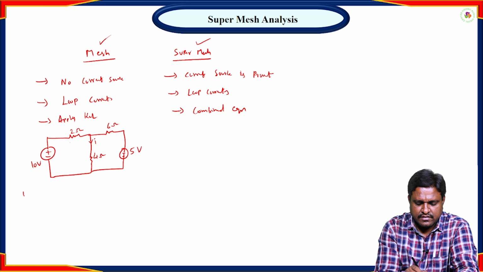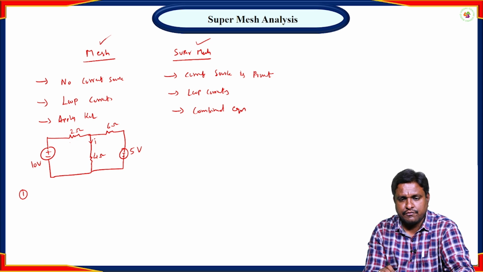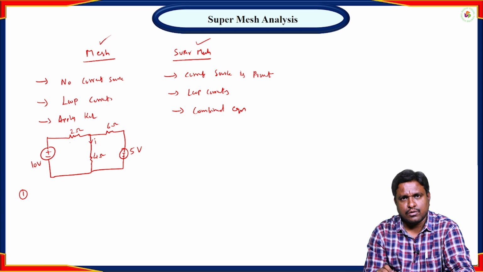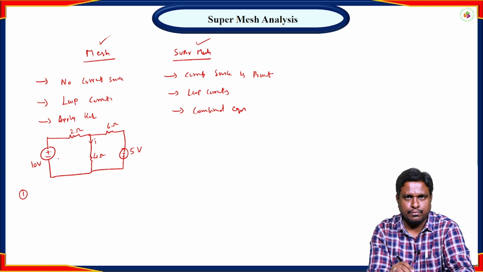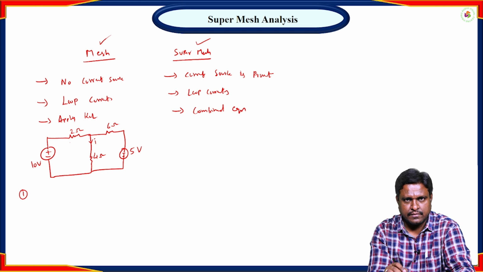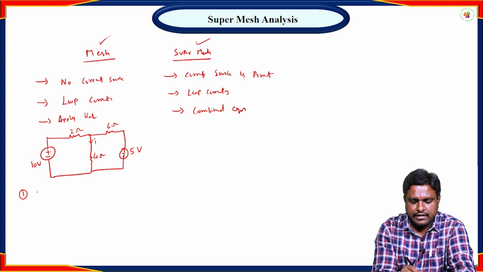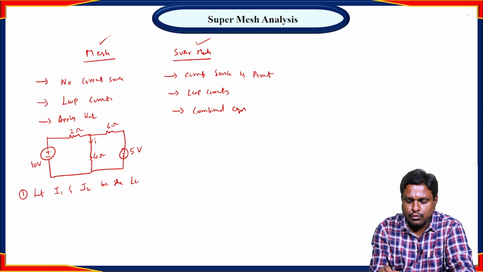The first point is, first we have to identify the number of loops in the circuit. So what is a loop? A loop is nothing but a closed path which starts and originates at the same point. That is said to be the loop. Here we can see that this is one loop and this is another loop. So we have totally 2 loops. Let I1 and I2 be the loop currents.